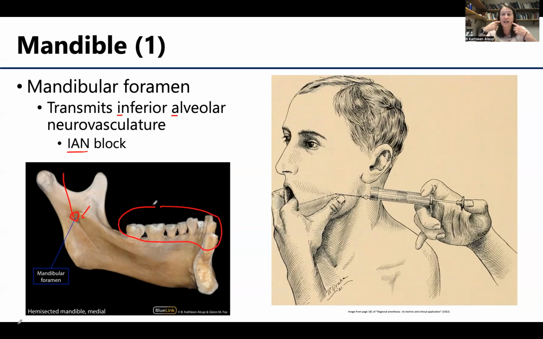So you'll have an IAN on one side and on the other side. And so if you block the IAN on the right side, it would knock out all these right-sided mandibular teeth. If you needed to knock them all out, you would have to do the same thing on the other side.